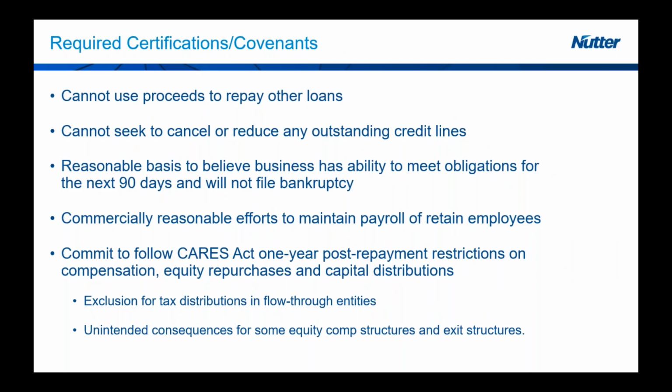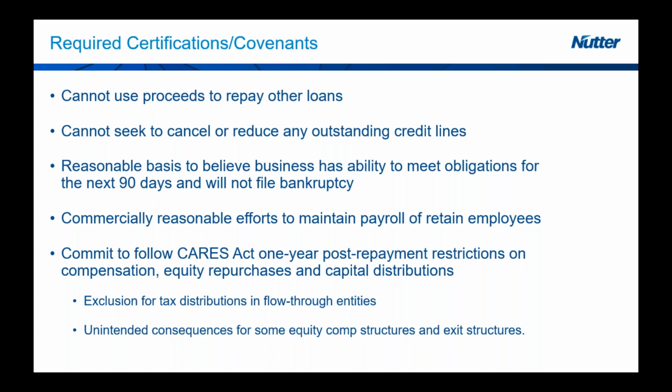Borrowers have to make a number of certifications, and there's a number of covenants that are mandated as part of the Main Street lending program. Borrowers can't use the proceeds of these loans to repay other loans and can't seek to cancel or reduce any other outstanding credit lines. Lenders will have to certify that there's a reasonable basis to believe that the business has the ability to meet its obligations for the next 90 days and does not intend to file for bankruptcy protection during that period. The business must take commercially reasonable efforts to maintain payroll and its employees.